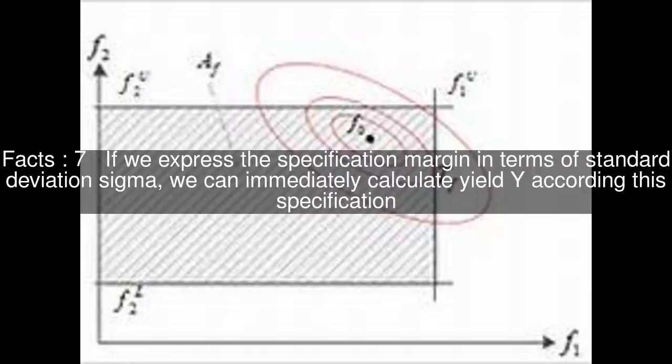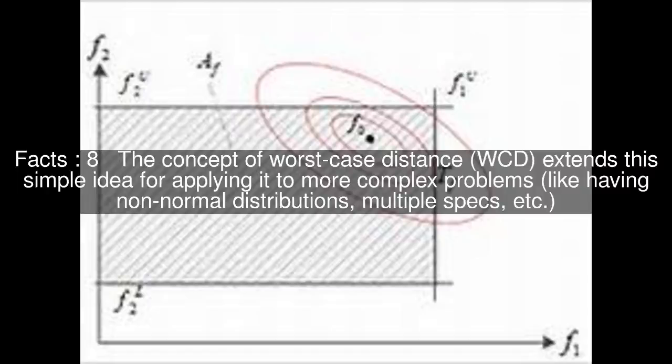If we express the specification margin in terms of standard deviation sigma, we can immediately calculate yield Y according to this specification. The concept of worst-case distance, WCD, extends this simple idea for applying it to more complex problems, like having non-normal distributions, multiple specs, etc.